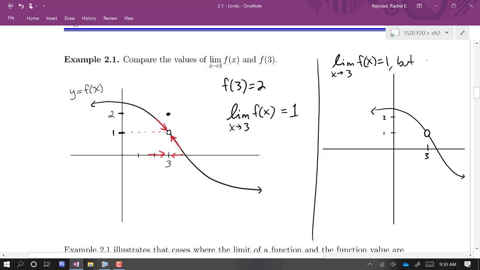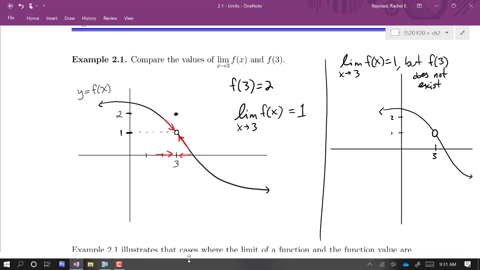But in this case, f of 3 does not exist, right? We can't plug 3 into the function. So the limit gives us this ability to talk about what our values are approaching, without having to be concerned about the actual value of the function or even if the function is defined. This graph on the left that we started with, and in fact also the graph on the right, give us examples of how a function might be not continuous at a point.